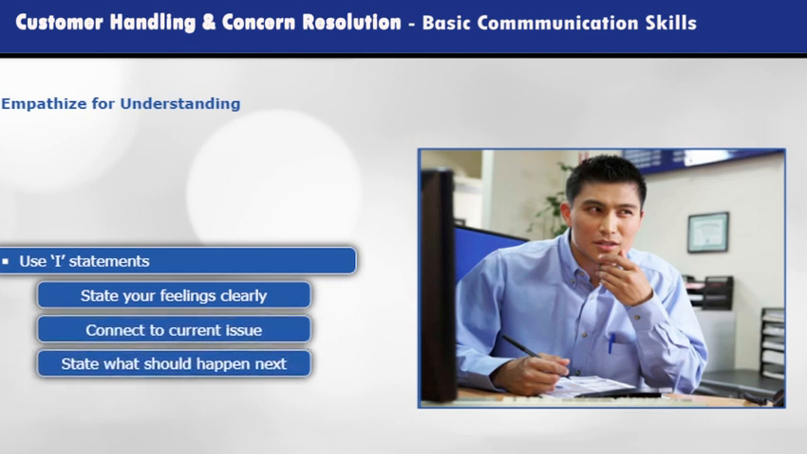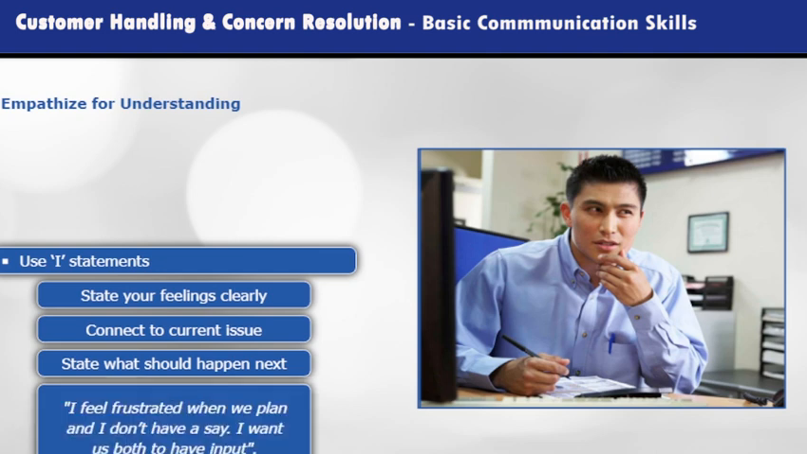An example of an I statement would be, "I feel frustrated when we plan and I don't have a say. I want us both to have input." This statement clearly states you feel frustrated, while also saying what you want to have happen.